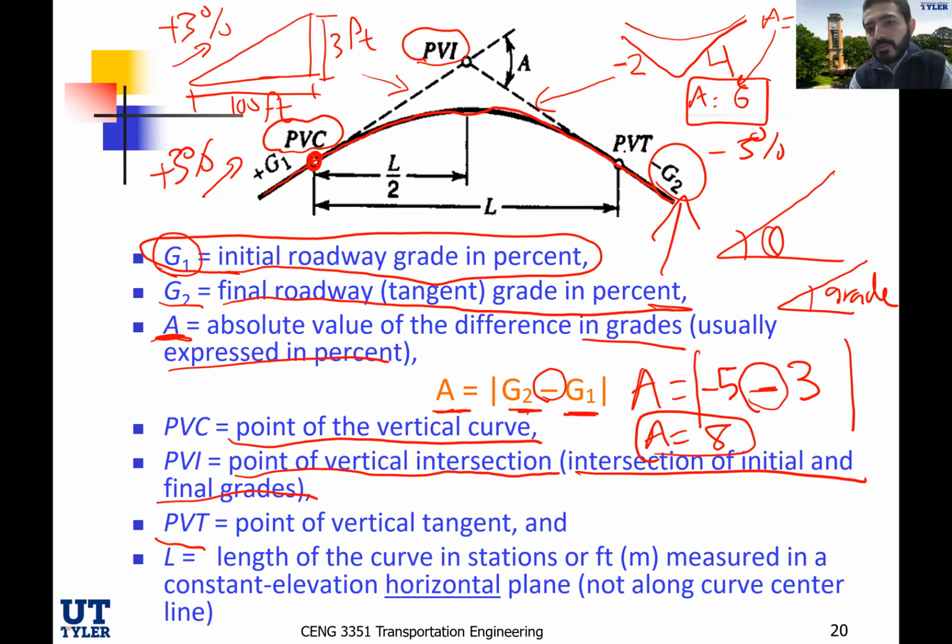PVT, which is right here, is the point of vertical tangent. That's the name of it. Again, this is the end. In reality, this is the end of the vertical curve, and supposedly after that it's flat. If you look at the profile, before the PVC it's flat, and then the curvature begins, and then we go downhill and reach PVT. This is the end of the curvature, and after that the roadway is also flat.